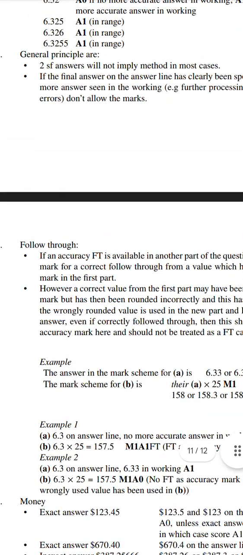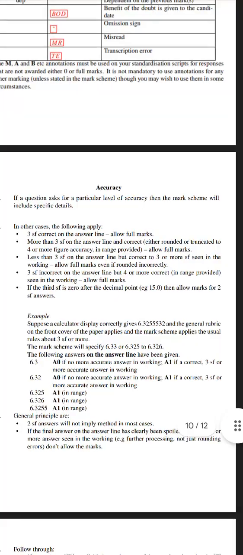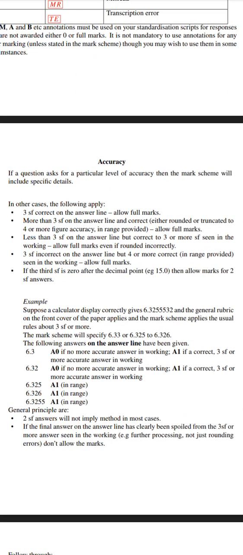Now regarding accuracy, here is the section on accuracy. If a question asks for a particular level of accuracy, then the marking scheme will include specific details. In other cases, the following apply. Three significant figures correct on the answer line, allow full marks. More than 3 SF on the answer line and correct, either rounded or true to 4 or more figure accuracy in range provided, allow full marks.